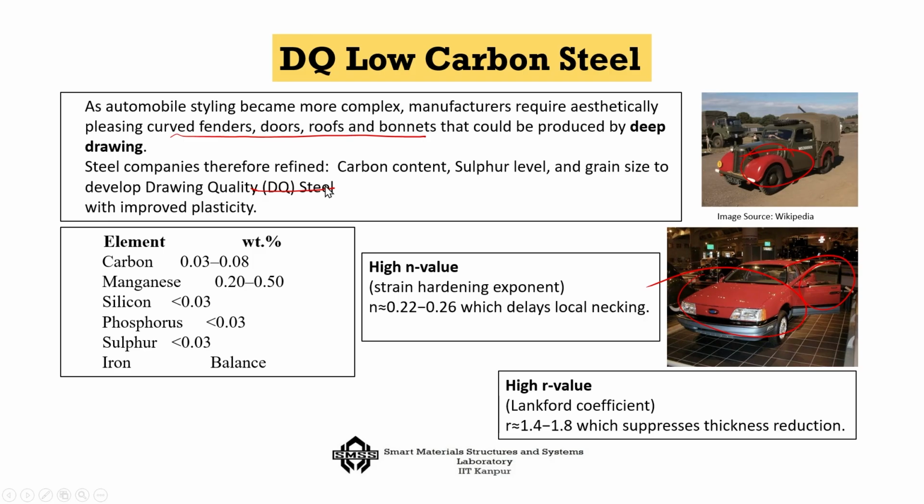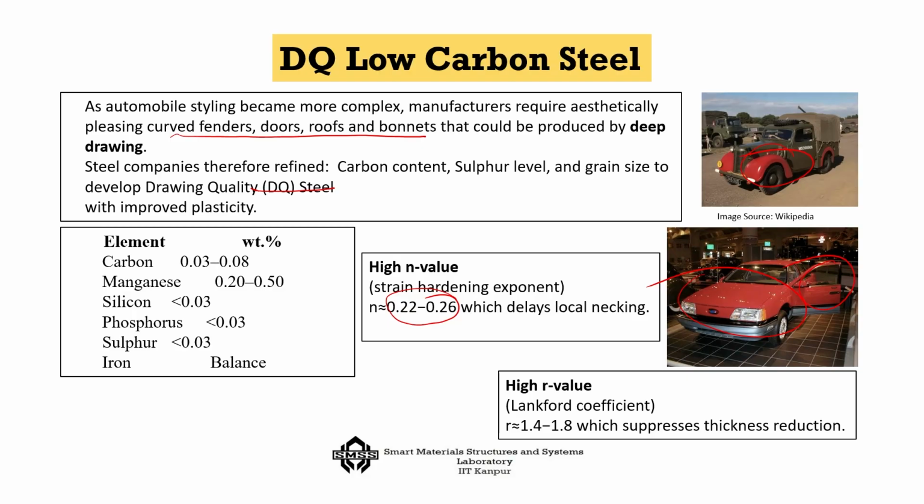Now, there are two important qualities of a DQ steel. One is a high N value, that is the strain hardening exponent, about 0.22 to 0.26, that delays the local necking. As you know, steel as a ductile material always fails through the necking process. But with about 0.22 to 0.26, you get a fairly large plastic deformation, and you also get work hardening and strain hardening before the necking occurs. So, you get a high N value for this drawing quality low carbon steel.